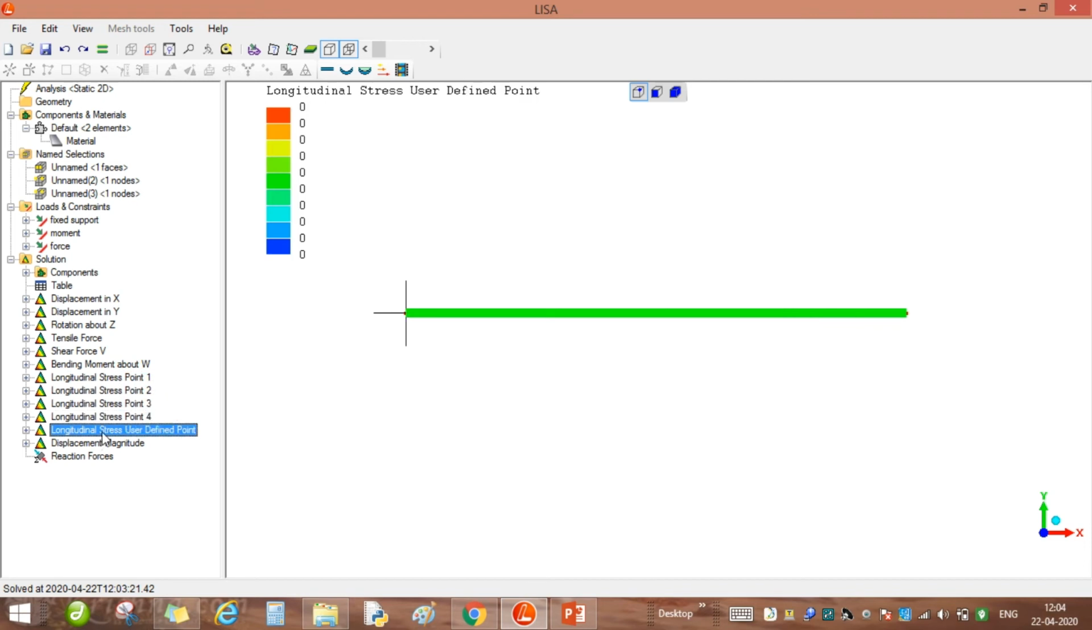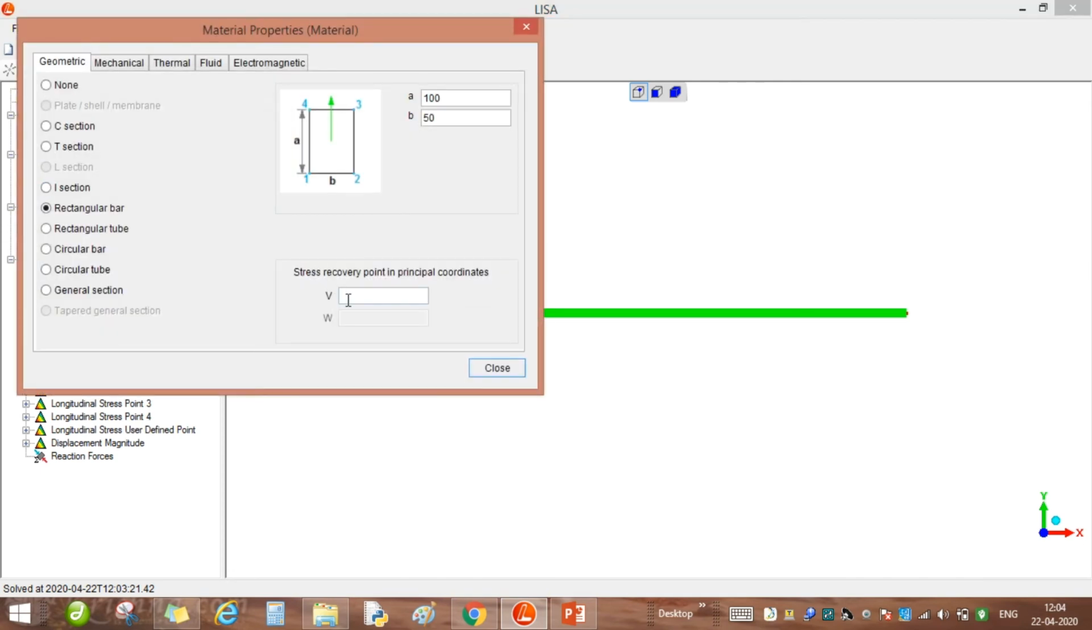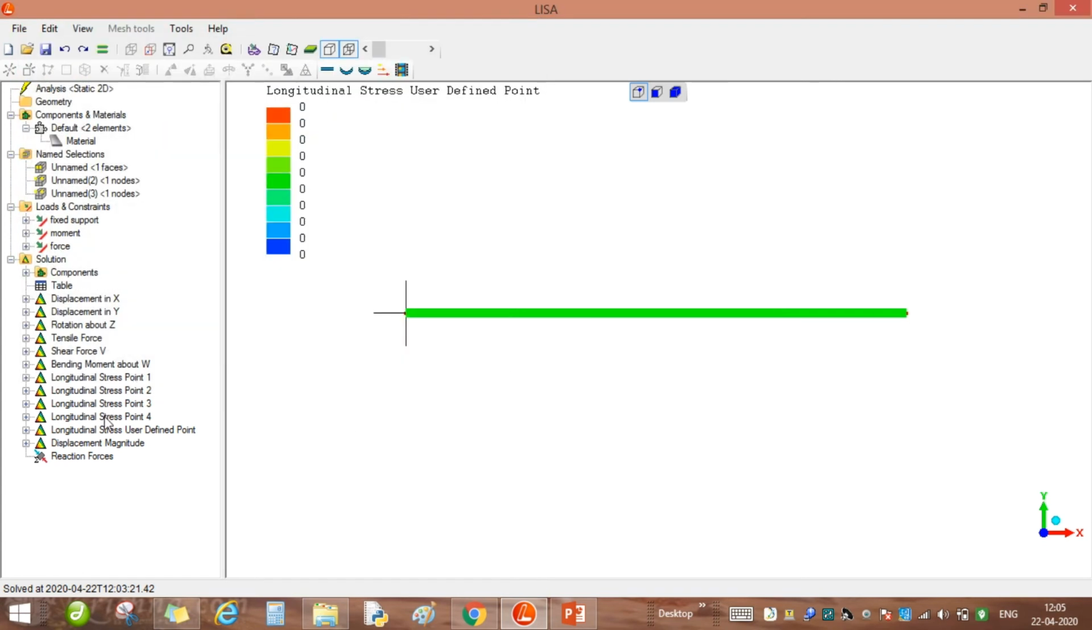So now let us introduce here. It is showing 0, no stress here because you have not defined the stress recovery point. So now let us modify this and add one recovery point, and let this recovery point be 50. 50 here means that we again are, it is 0 0 here at this point. So 50 means we are working on the top fiber of this. So let us go to the top fiber.